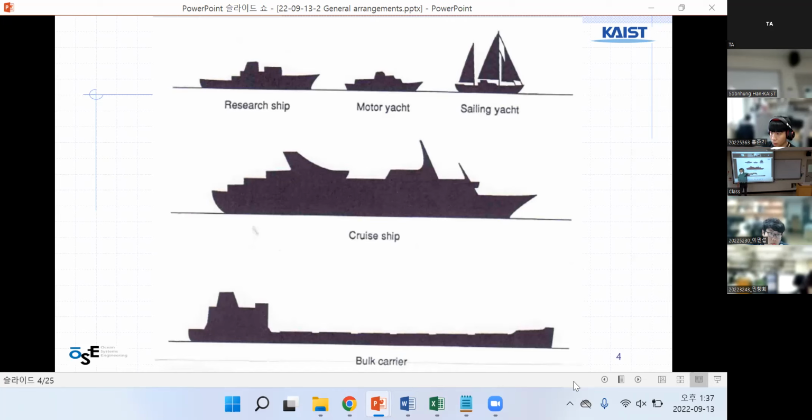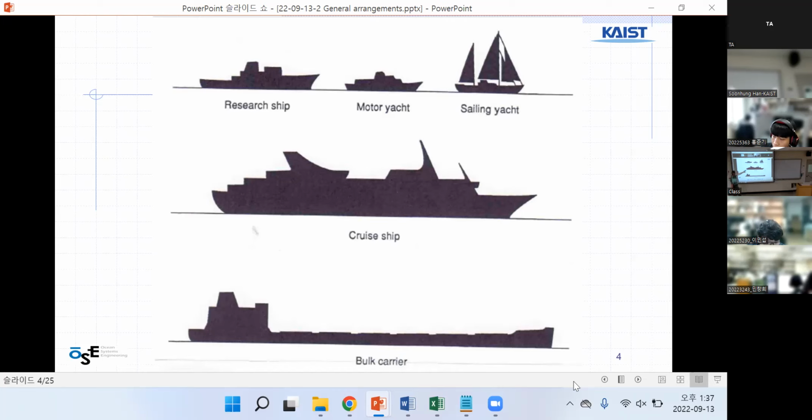Motor yacht is for rich men, and sailing yacht also. But this one has an engine inside. This is using wind for sailing. And cruise ship is the same category, but this is bigger. And bulk carrier, you already see these bulk cargos.